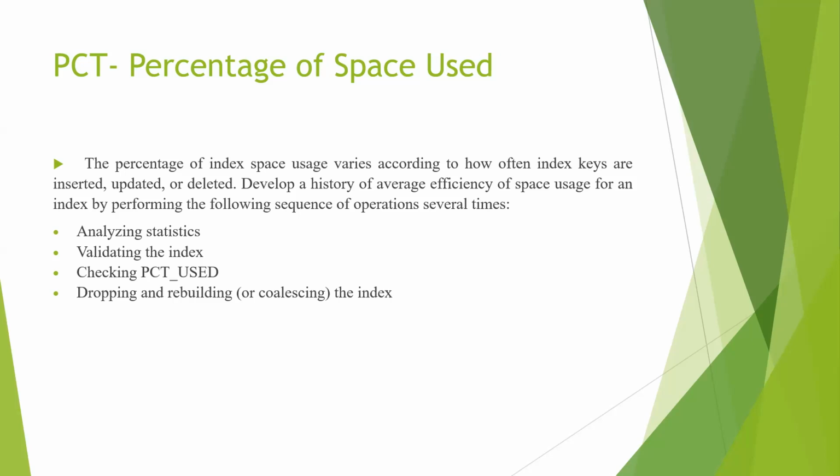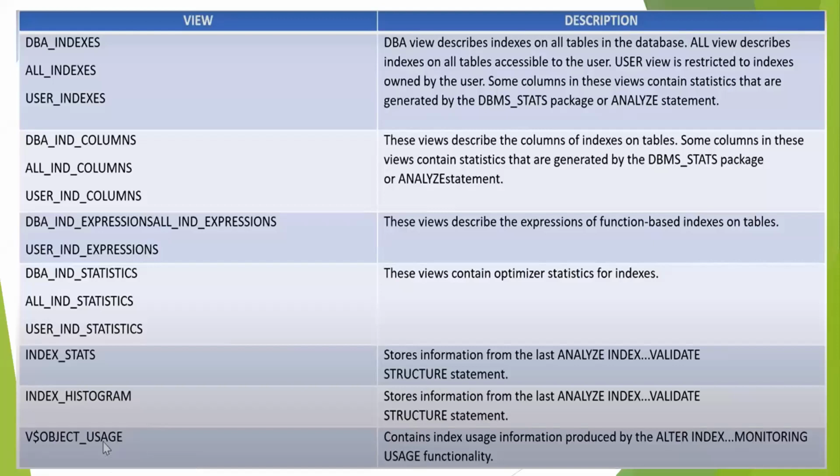The percentage of index space usage varies according to how often the index keys are inserted, updated, or deleted. We can perform it in four ways: analyzing statistics, validating the index, checking PCT_USED, and dropping and rebuilding the indexes. It develops a history of average efficiency of the space usage for an index by performing these sequences of operations, right?